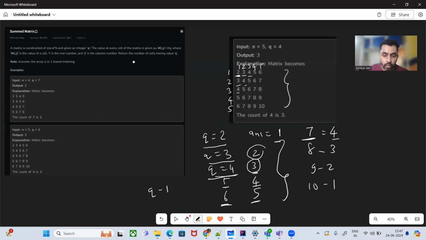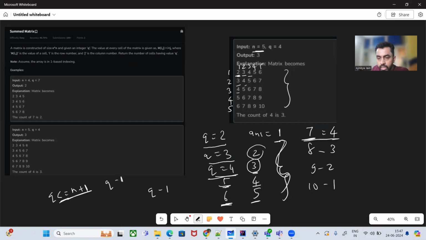So what is the pattern here? When q is less than or equal to n plus 1, and n is 5 here, the answer is q minus 1. So we have found the pattern for one of the scenarios. When q is less than or equal to n plus 1, then q minus 1 is the answer.